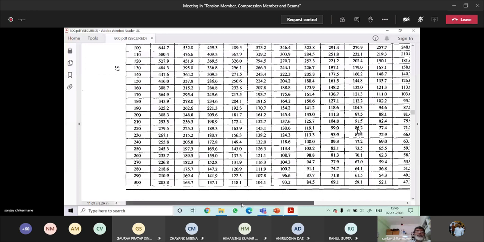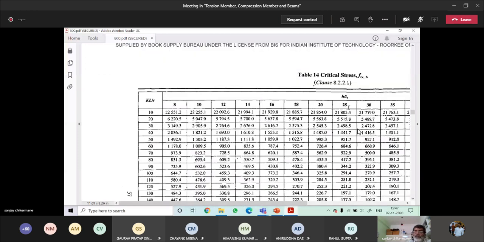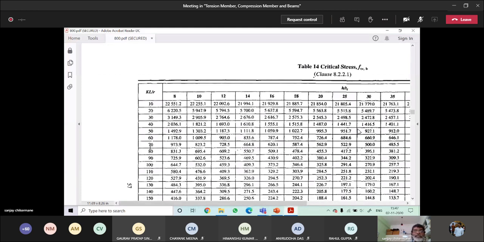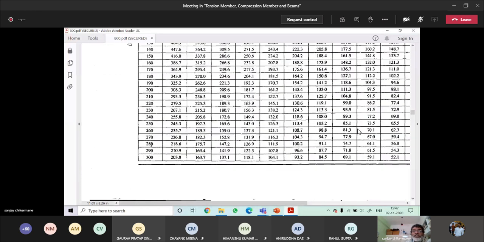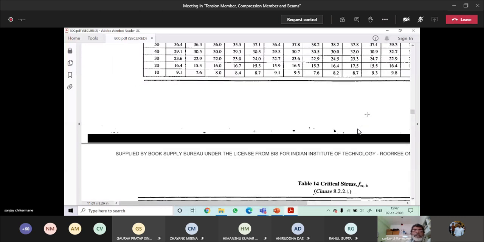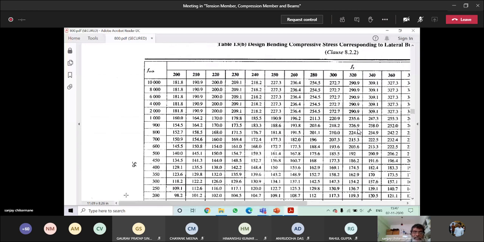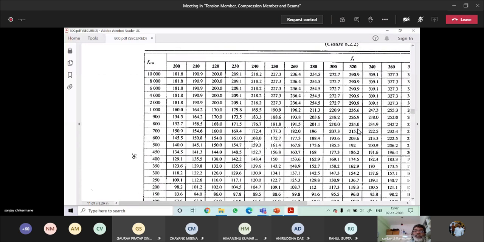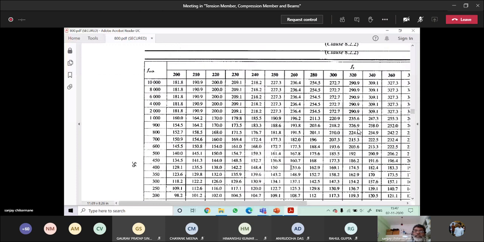So fundamentally, if I know KL by R and I know what is H by TF, H by TF is the total section height divided by the thickness of the flange, TF. I know what H by TF is. I know what KL by R is. I can just go in here and find out what F critical B is. I know what F critical B is. I go here and this is F critical B. These are different values of Fy, and I find out straight away what my FBD is.